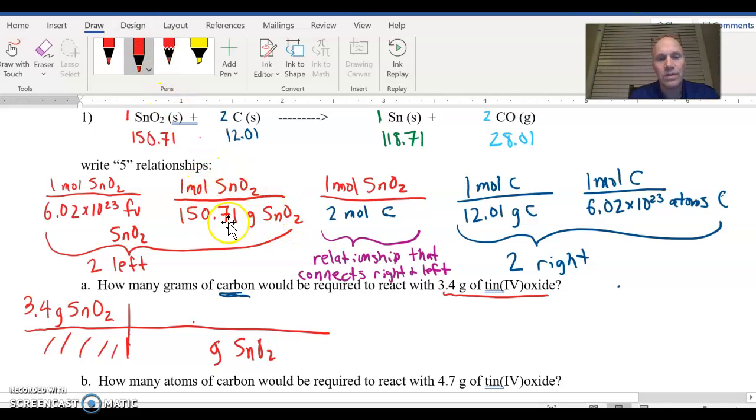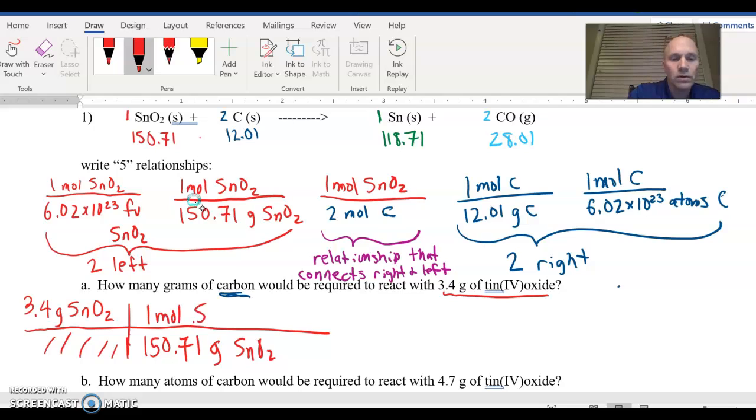So I'm going to use this relationship right here. And the question is, do I put it in just like it's drawn right here, or do I need to flip it upside down so that it gets the units in the right place? This has already got it in the right place. So I'm going to put 150.71 here, and then I'm going to put 1 mole. All I'm doing there is taking the number from the top and putting it up there.